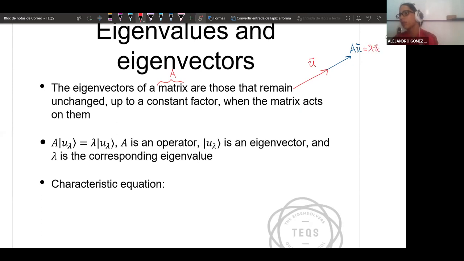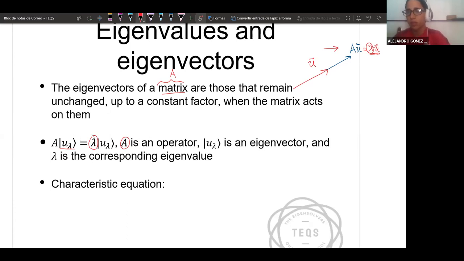So here we see that if A acts on, this equation is below, but let's look at this part. So if A acts on U, then the direction is not changed because it's still U. But a constant factor is here. So we can write the same equation using Dirac's notation. So in this case, A is an operator which has a matrix representation. So if that operator acts on the eigenvectors or eigenstates, it remains unchanged up to a constant factor. So that's the definition of eigenvectors and eigenvalues.